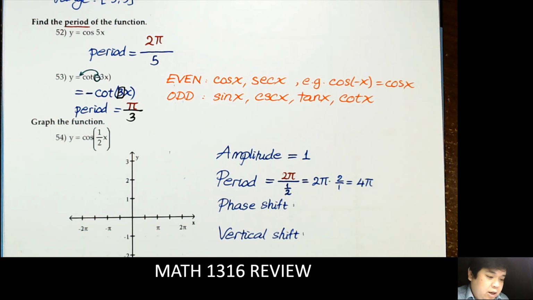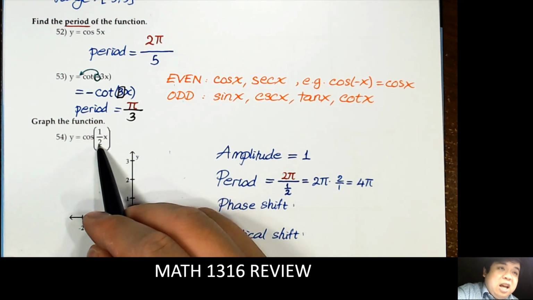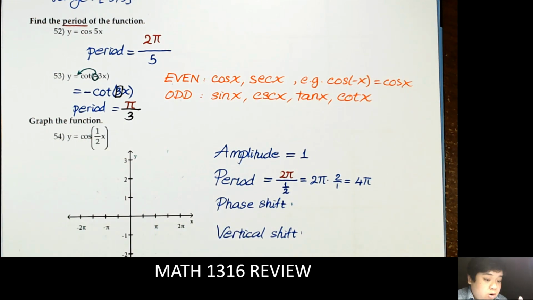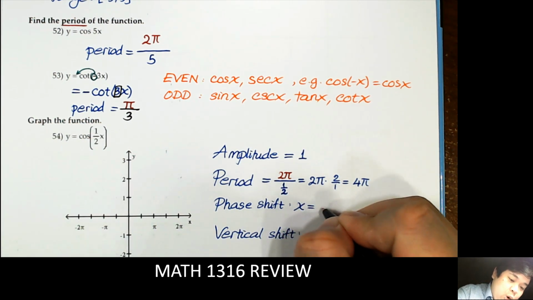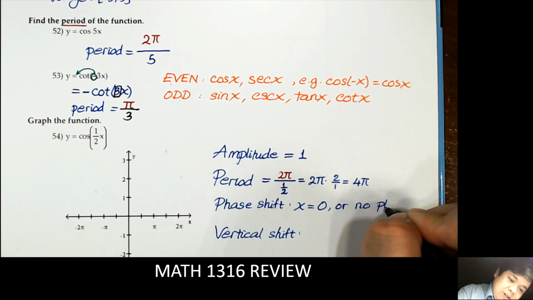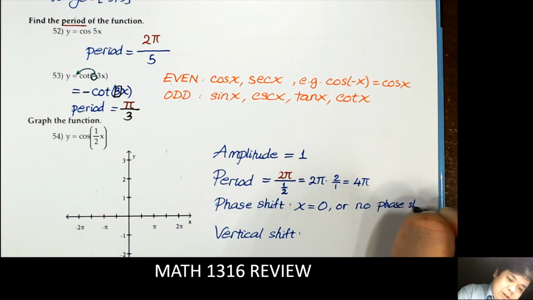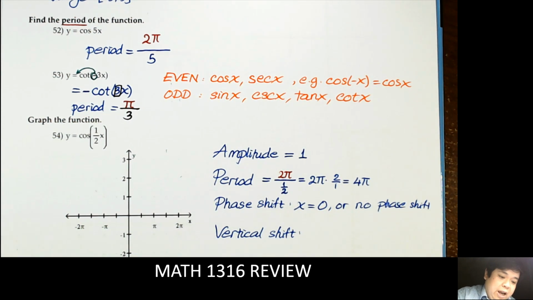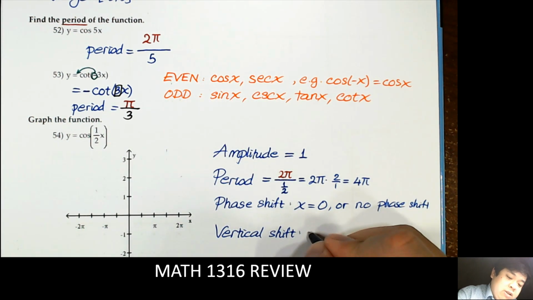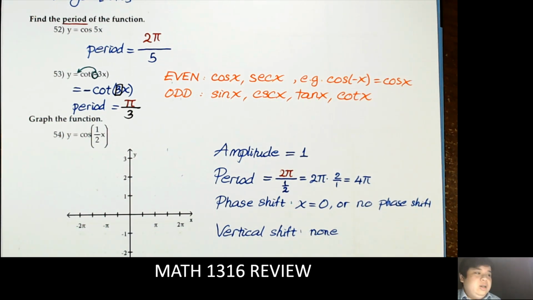Right. The phase shift, we just let what's inside the parentheses equal to 0. So just x equal to 0, or no phase shift. And the vertical shift, there's none. If there's some number added or subtracted, that's the vertical shift. So here we say none, or we can say y equal to 0. Right. So now we graph.